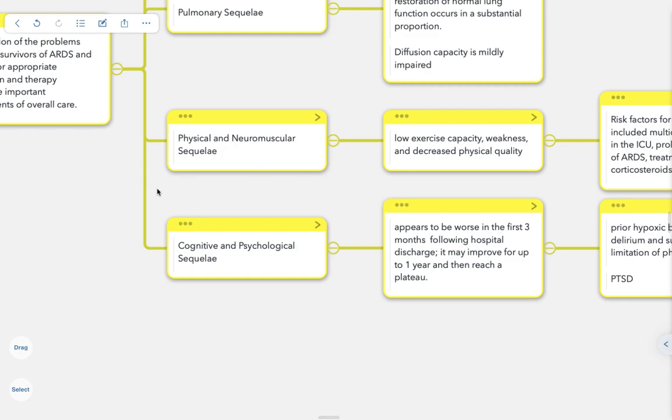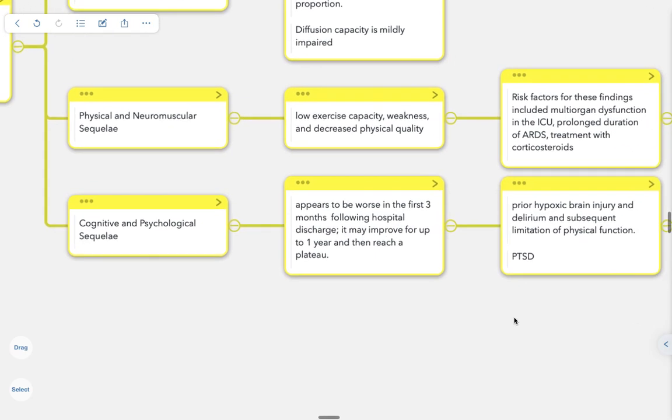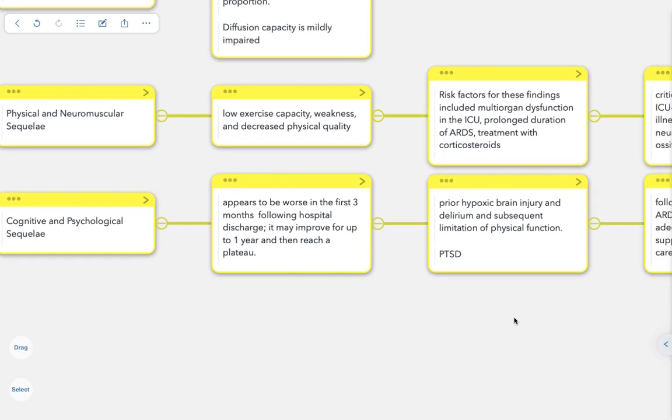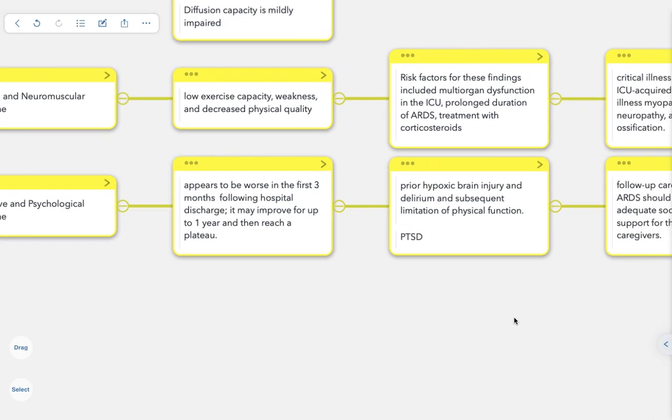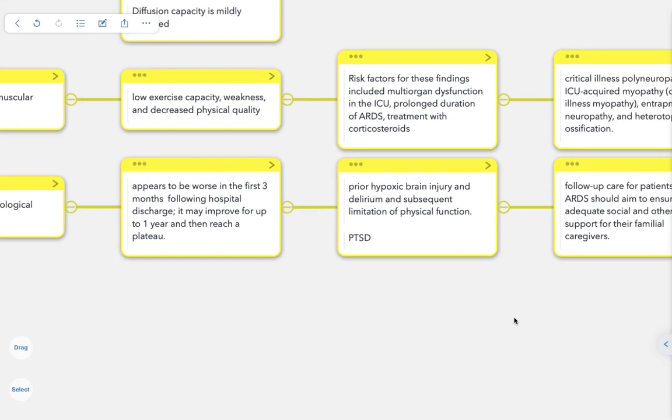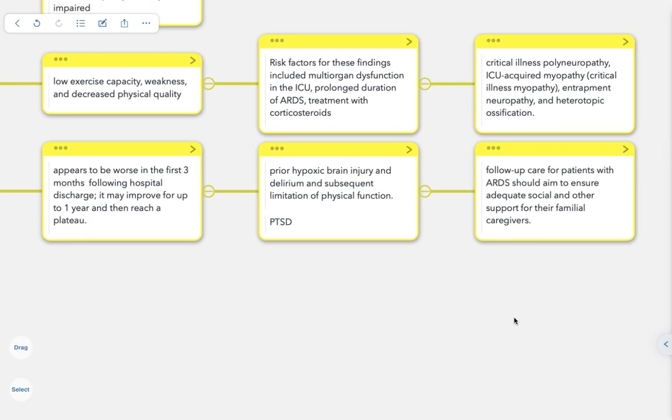Coming to the cognitive and psychological sequelae. Now, this appears to be worse in the first 3 months following hospital discharge, but this may improve for up to 1 year and then reach a plateau. Prior hypoxic brain injury and delirium and subsequent limitation of physical functions may be an underlying cause in these conditions. Of course, PTSD is one of the most important causes whenever you find a traumatic cause for ARDS.